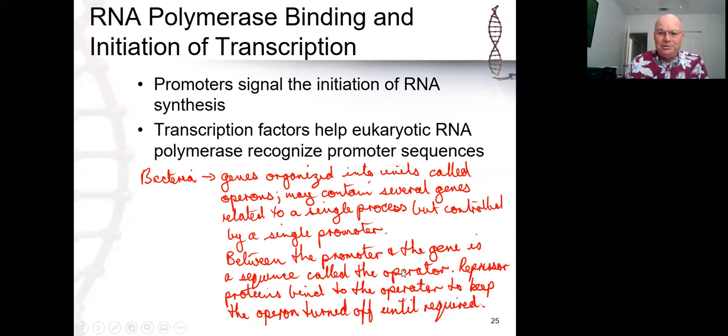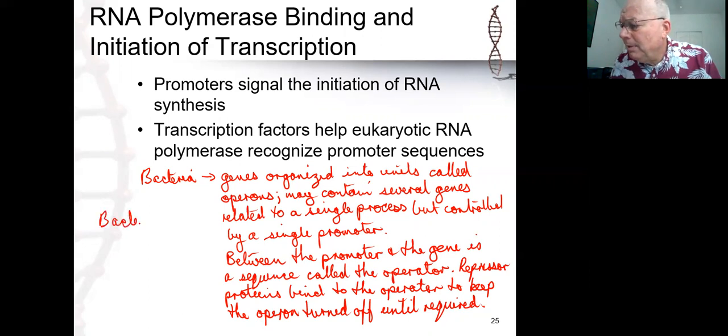In the eukaryote system, which is what is diagrammed in the textbook in detail. And by the way, let me just add in here, bacteria only have one RNA polymerase.